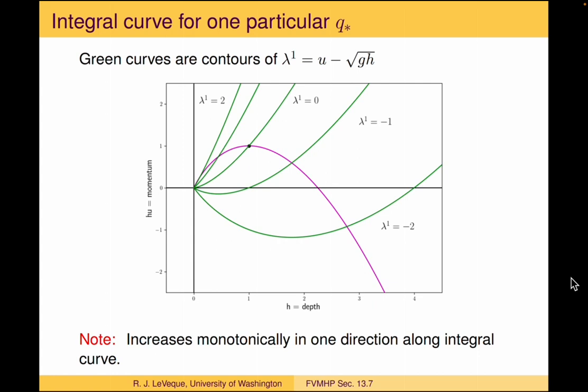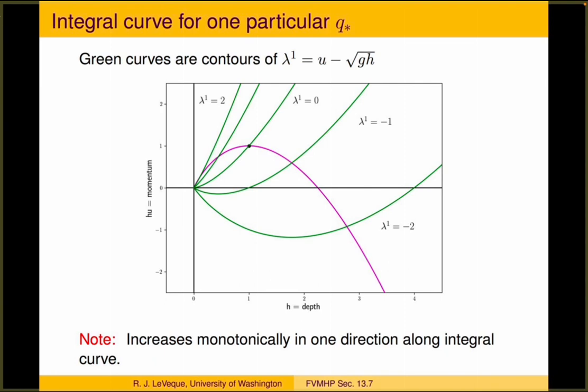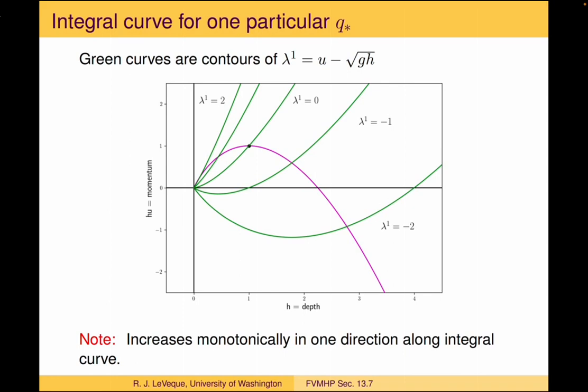So for the real picture for the shallow water equations at a point like this, the eigenvector is pointing in this direction, and the gradient of lambda is pointing in a similar direction, and they're definitely not orthogonal. And we have this condition that the gradient of lambda inner product with the eigenvector is not equal to 0 everywhere along the curve.